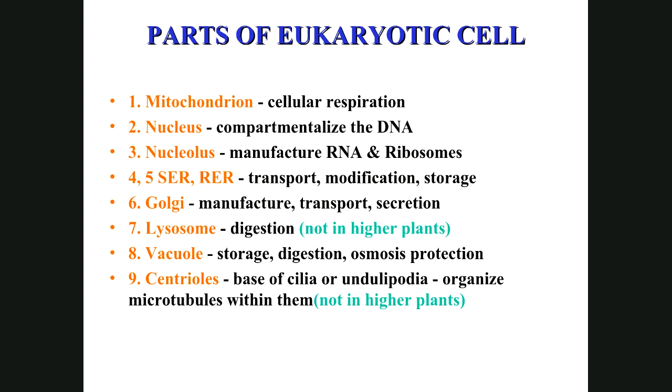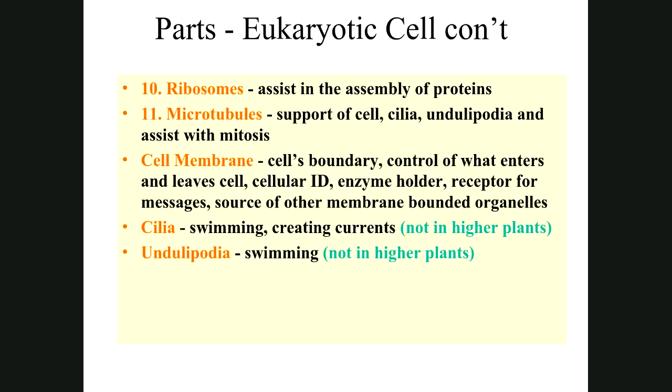One of the questions on your homework this week is going to be to list the parts of the eukaryotic cell, and what each part does. Eukaryotic cell means a cell that has a nucleus. These two slides, this one and the one after it, are going to be the answers to those questions for you. Okay.